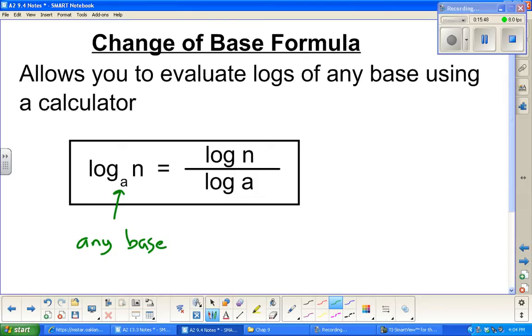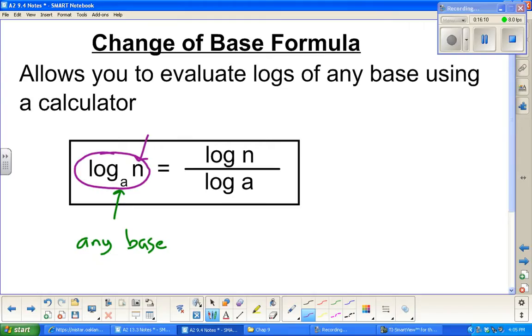And luckily there is. If they give you a log of any base you want of some number, you can just do the log of n divided by the log of a, and it will evaluate this for us. It's called the change of base formula because it allows you to take a log of any base.